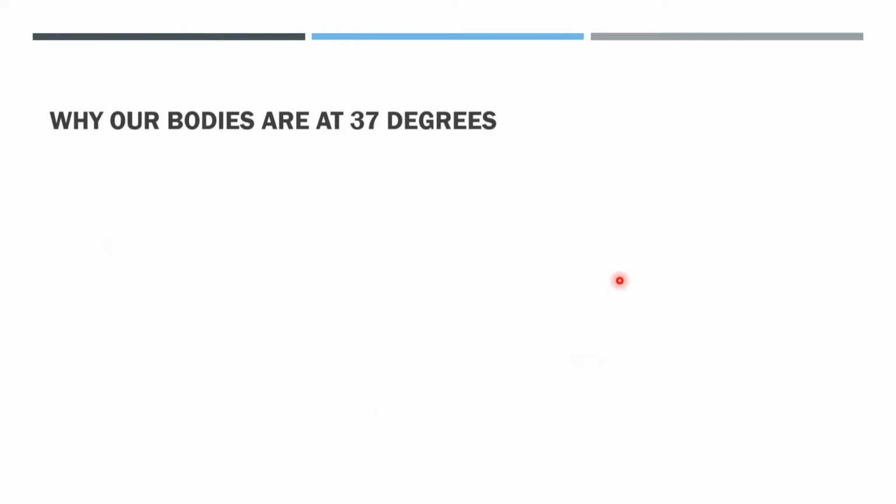So why are our bodies at 37 degrees if the optimum temperature of many enzymes is 40 degrees Celsius? Optimum temperature basically just means the temperature in which the enzymes work best at. So if many of the enzymes in our body have an optimum temperature of 40 degrees, why are our bodies 37 degrees?